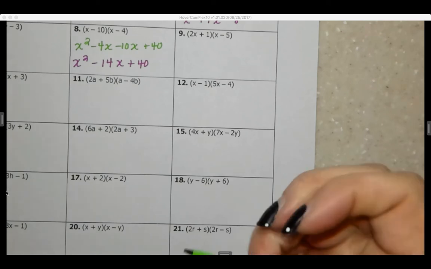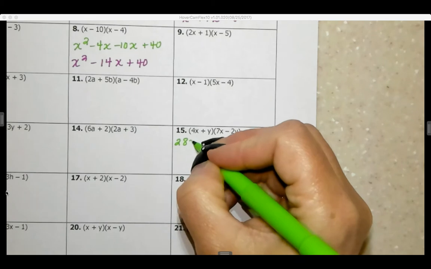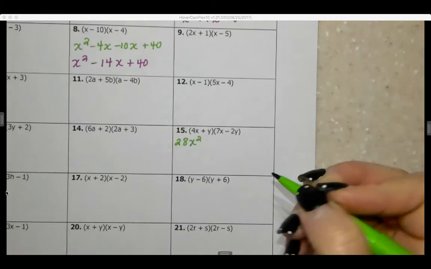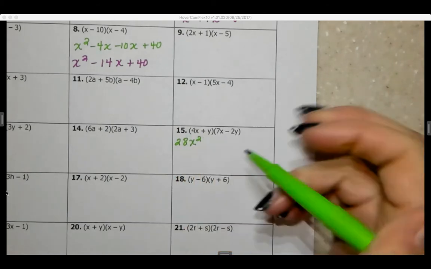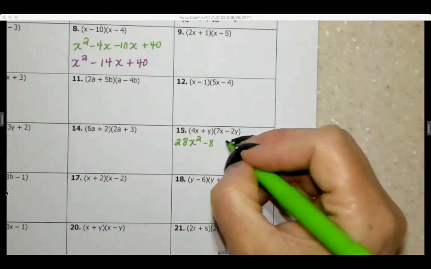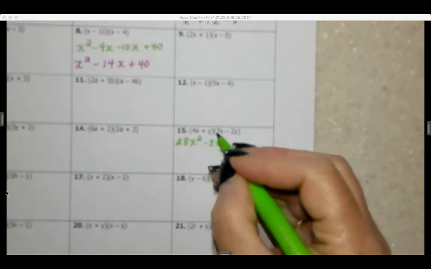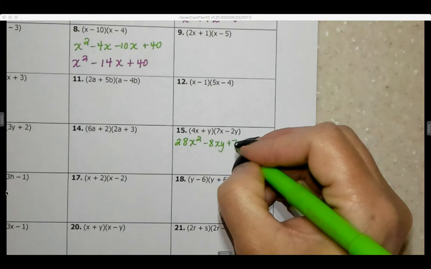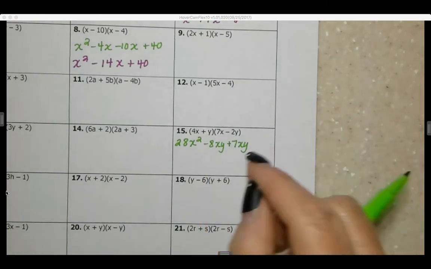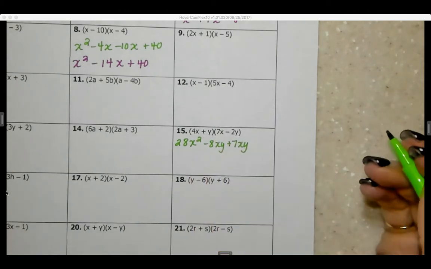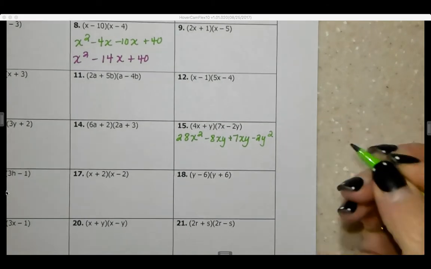FOIL method. First, 4x times 7x, 28x squared. Outer, 4x times negative 2y. Well, 4 times negative 2 is negative 8, and x and y makes xy. Inners, a y times a 7x is plus 7xy. Remember, alphabetical with your variables. And last is this y times a negative 2y. So that's negative 2y squared.